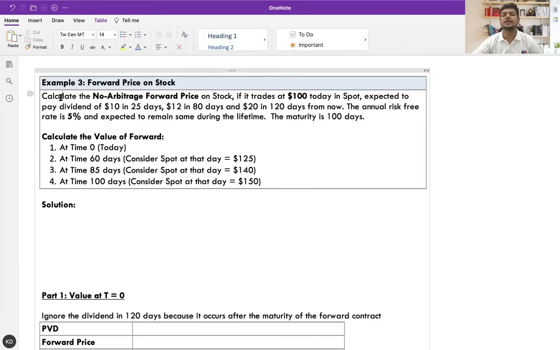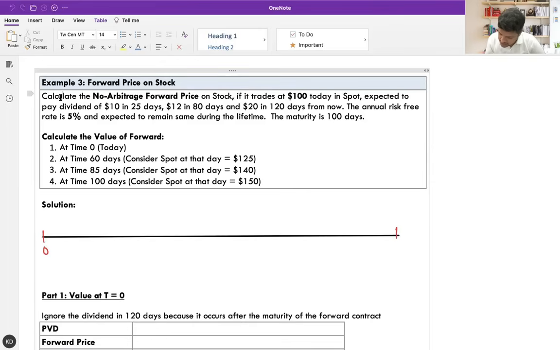Wow, very interesting. So if we make the timeline here, what is the situation that we have? What is the maturity of the contract? Maturity of the contract is 100 days, right? At the last they have mentioned it. So now I will just put here things. So first is 0 and then you have 100 days. Clear?